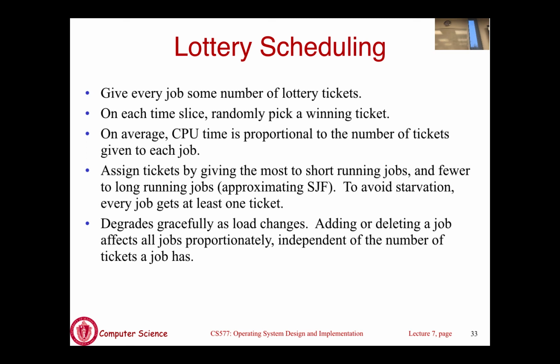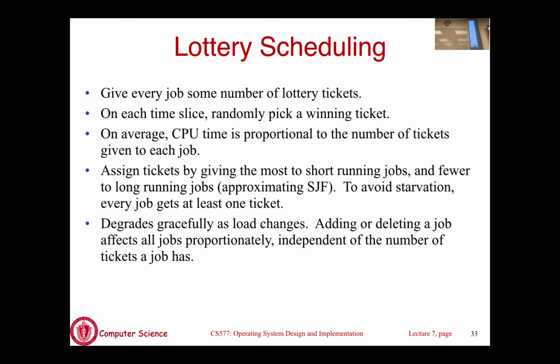A very simple example: if you have two processes and one process has 2 tickets and the second process has 1 ticket, essentially the first process is going to get 2/3 of the CPU time and the second one is going to get 1/3. If you did round robin, you would have gotten equal. You can't control how many time slices you get. Here you actually control it. It's randomized, but you do control it by controlling the number of tickets.